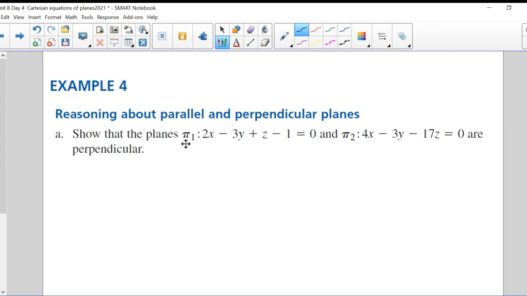We talked about this yesterday, that the pi is just one way that people refer to a plane, right? So the equation of a plane. There are the Cartesian equations, pi 1 and pi 2, in standard form, and you want to show that these planes are perpendicular.